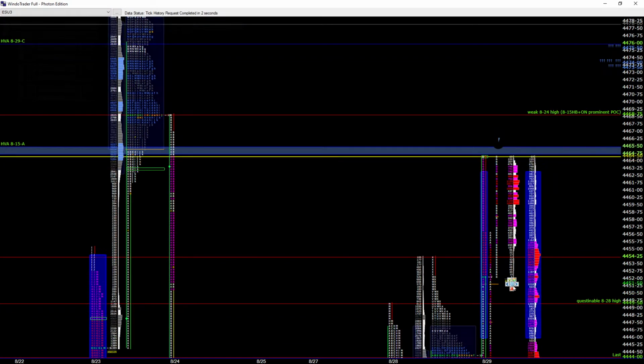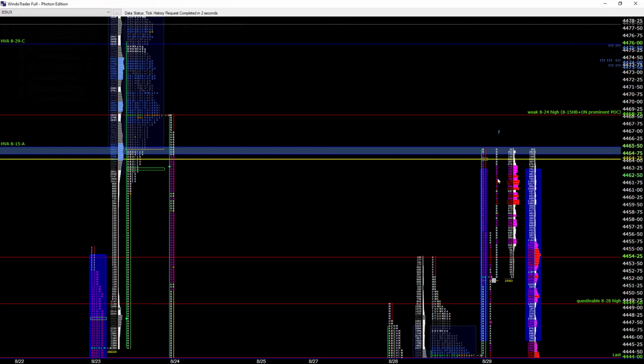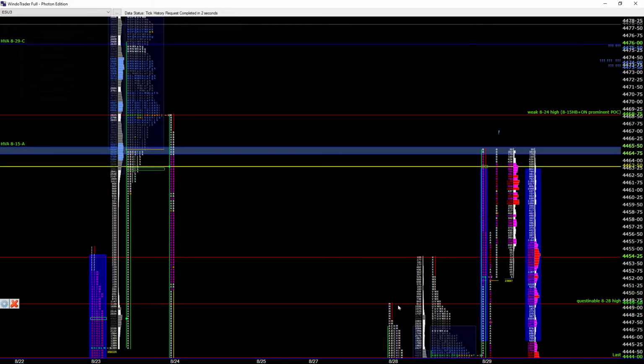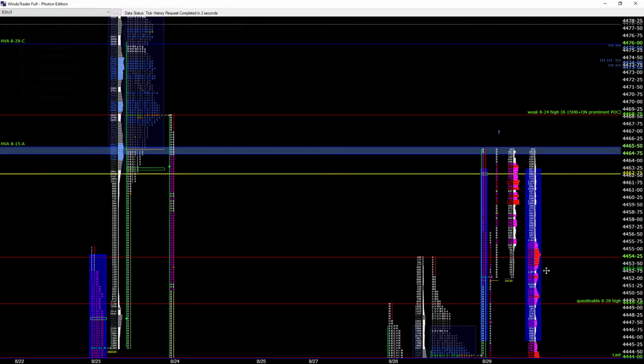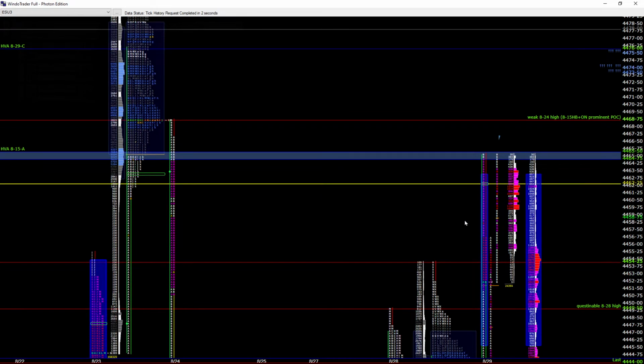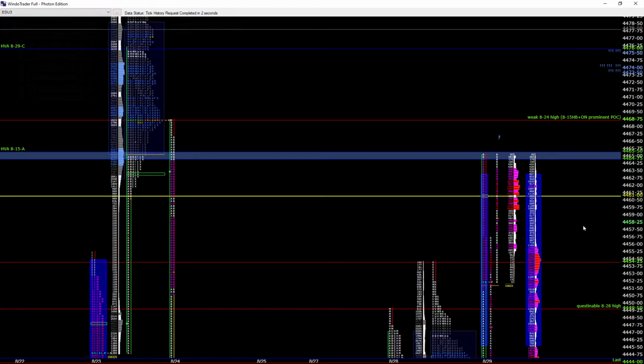This is why I wanted to watch the replay, because all of this rally is coming exactly from this high. Okay. Look at that. Where it's being sold from.